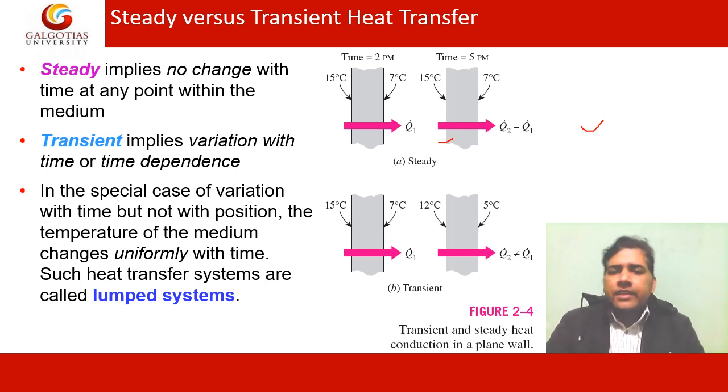After some time, let's say at 5 p.m., if the temperatures remain 15 degrees Celsius and 7 degrees Celsius on both surfaces, and the heat transfer rate is again measured and found to be the same as at 2 p.m., then we will say that yes, there is steady state heat conduction. Transient implies variation with time or time dependence. Now, transient means that something is varying with time and is dependent on time.